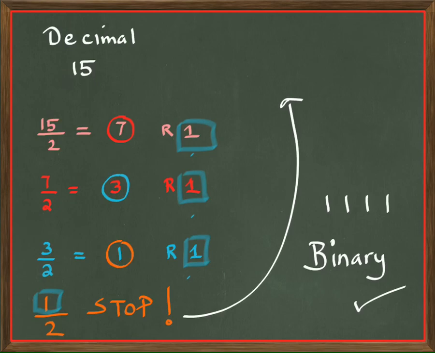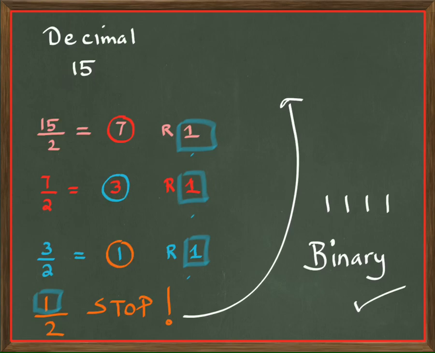Look at the working again. 15 divided by 2 is 7, remainder is 1. Keep the remainder on the side. Repeat the process with the quotient. 7 divided by 2 is 3, remainder is 1. 3 divided by 2 is 1, remainder is 1.